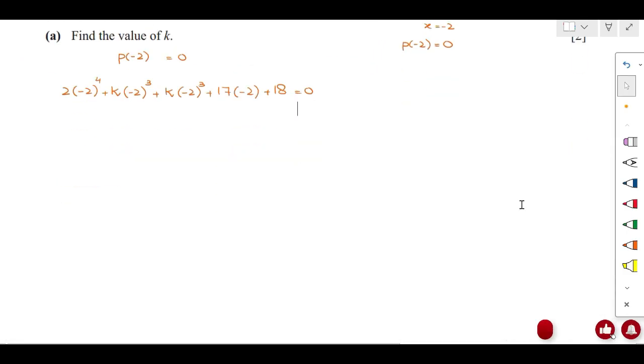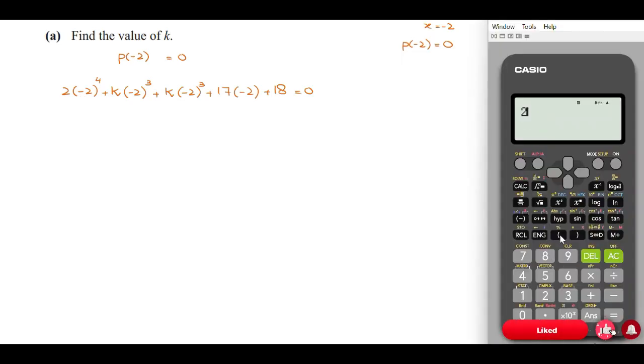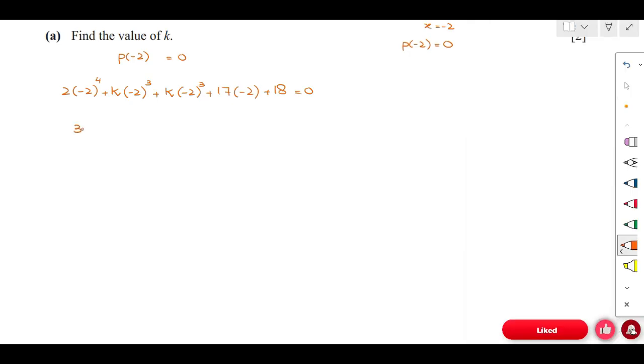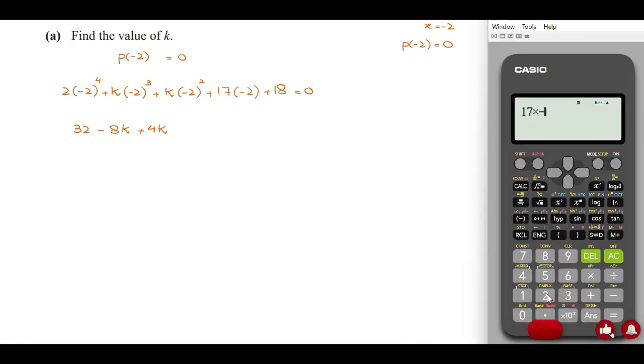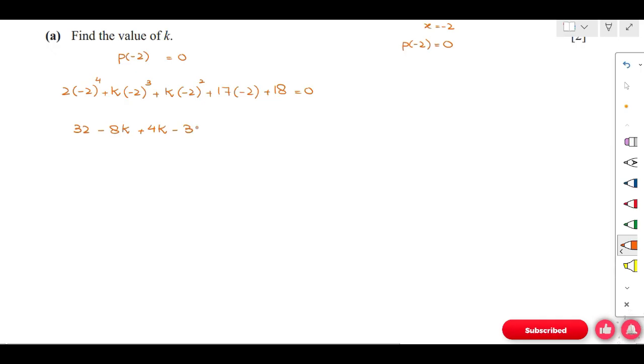Now let me simplify. Negative 2 to the power 4 is 16, and 2 times 16 is 32. Negative 2 cubed is negative 8, with k, plus negative 2 squared is 4k, and 17 times negative 2 is minus 34, plus 18 equals 0.